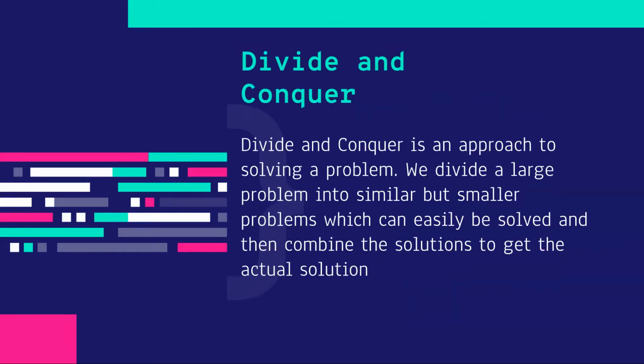So divide and conquer is an approach to solving a problem. We divide a large problem into similar but smaller problems, which can easily be solved, and then combine the solutions to get the actual solution. So we have a huge problem. We divide it into smaller parts, but these smaller parts are similar to the original problem, and they are easily solvable. Now we solve these small parts, we join them, and we form the solution to the original problem. That is the divide and conquer strategy.